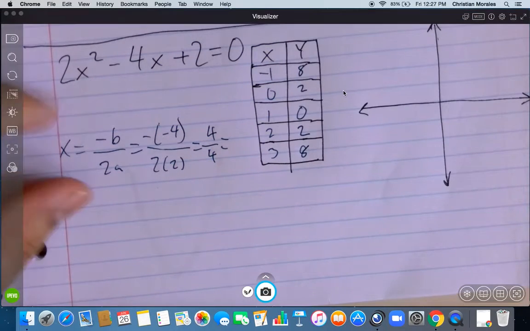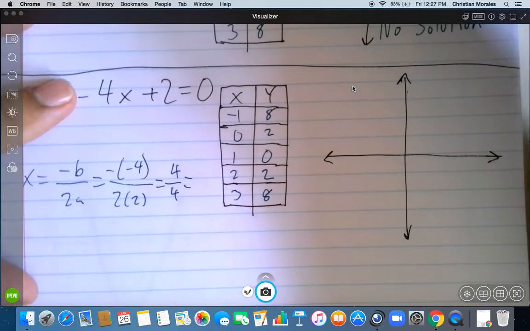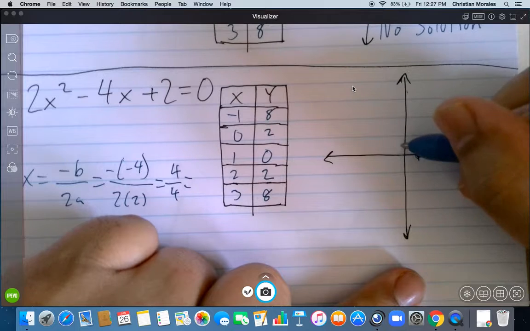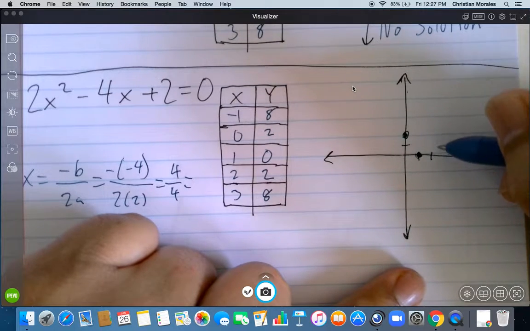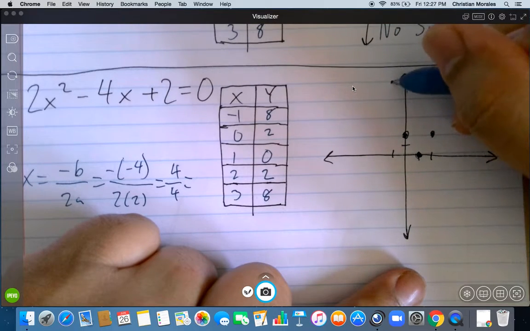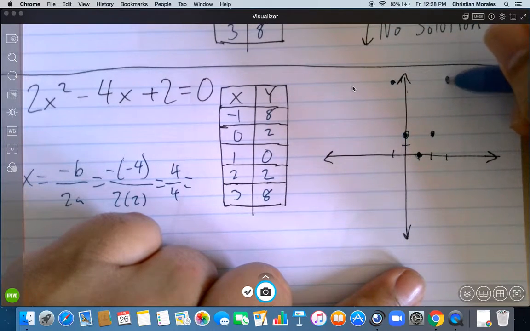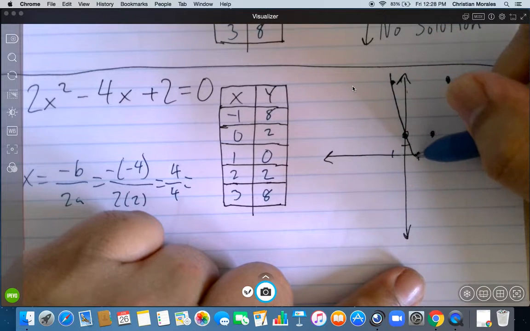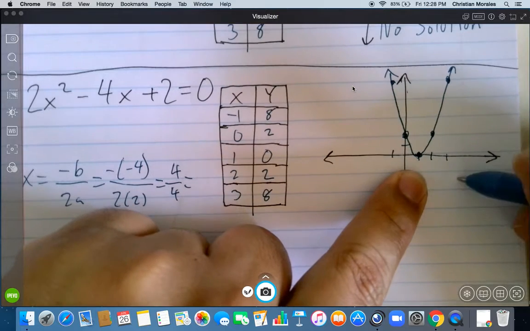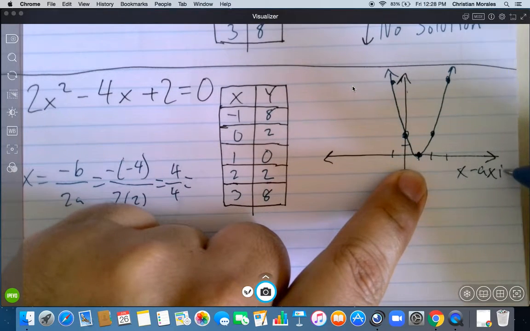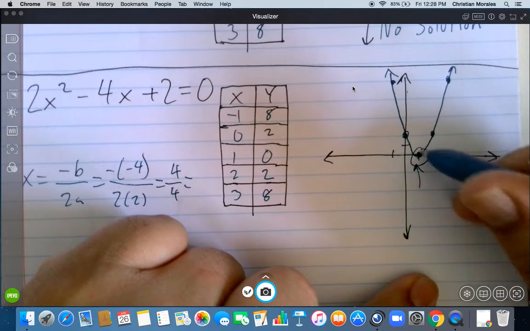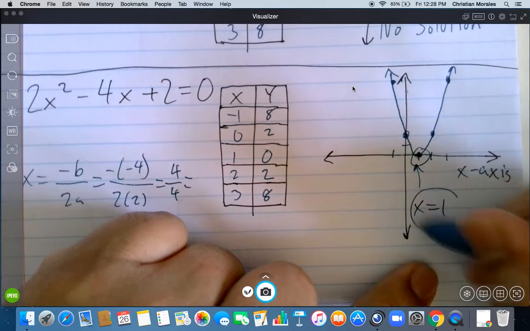All right, so I got my points. Here they are. Now, if I graph this one: 1, 0, 0, 2, 2, 2, negative 1, 8, 3, 8. Here's my parabola. Okay, where is it crossing the x-axis? What is my x-intercept? It's only 1 point. This one. x equals 1.